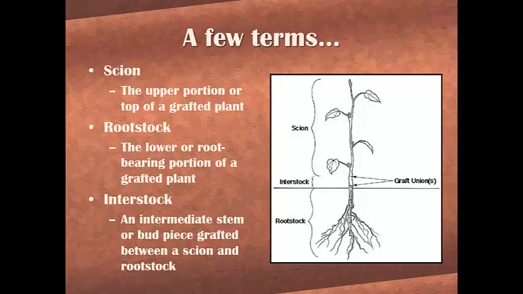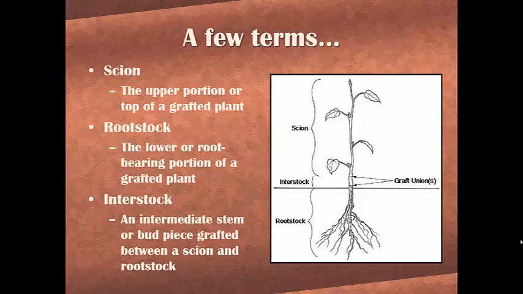Now, before we can get into detail about grafting, we need to cover a few terms. The first two terms, scion and rootstock, pertain to the different parts of the grafted plant. So the scion is the upper portion or top of a grafted plant, as you can see in the picture. Now, the scion can be a larger piece of a plant, so a stem with several nodes, as shown in the picture here, or it can just be a single bud. It depends on the type of graft you're doing. So the scion is the upper portion of the plant, and the rootstock is the lower portion or the root-bearing portion of the grafted plant.